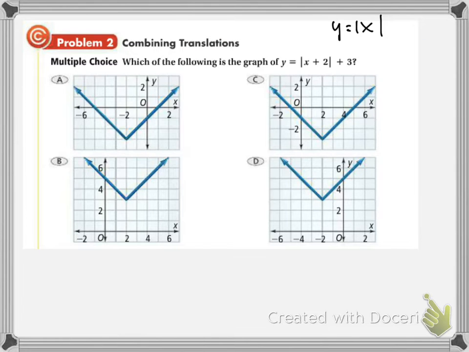So in this question, they ask which of the following is the graph of y equals the absolute value of x plus 2, plus 3. So I see I shifted horizontally and vertically here. The x plus 2, since that plus 2 is within where the x is, tells me that I'm shifting left 2, and with this plus 3 outside, with the output, that tells me I'm moving up 3. So starting at the origin where my parent function would be, if I shifted left 2 and up 3, I would end up with the graph of D.